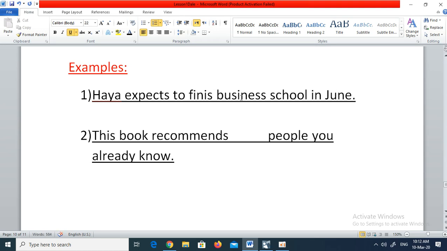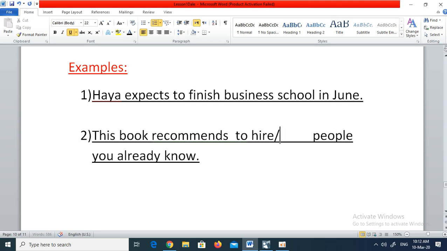If we look at example number 2, this book recommends, and the verb in brackets is hiring. So our possibilities are the infinitive to hire or the gerund hiring.